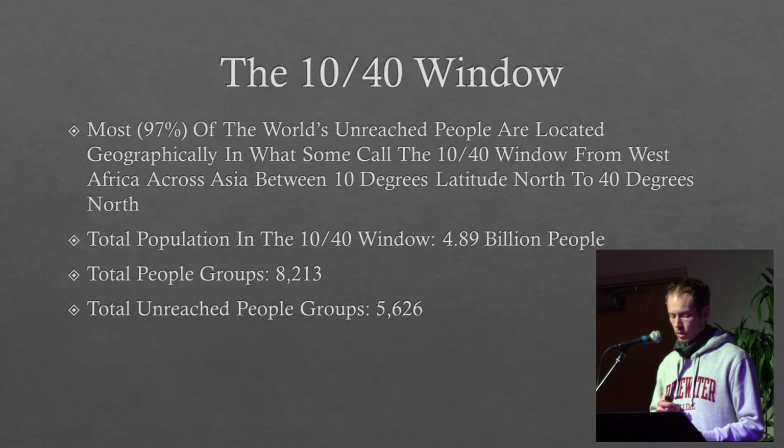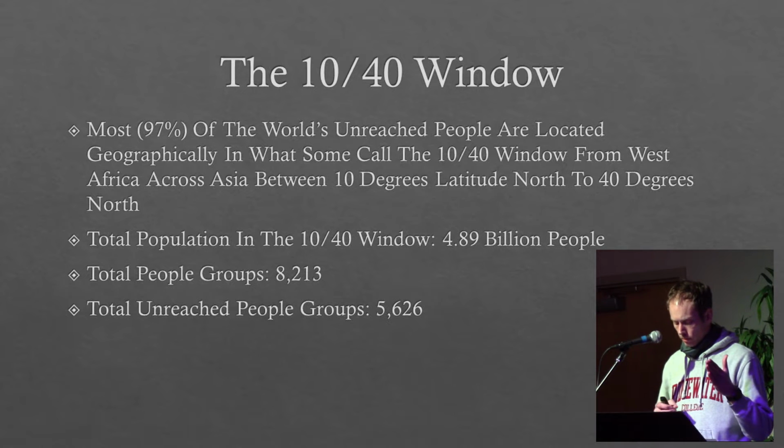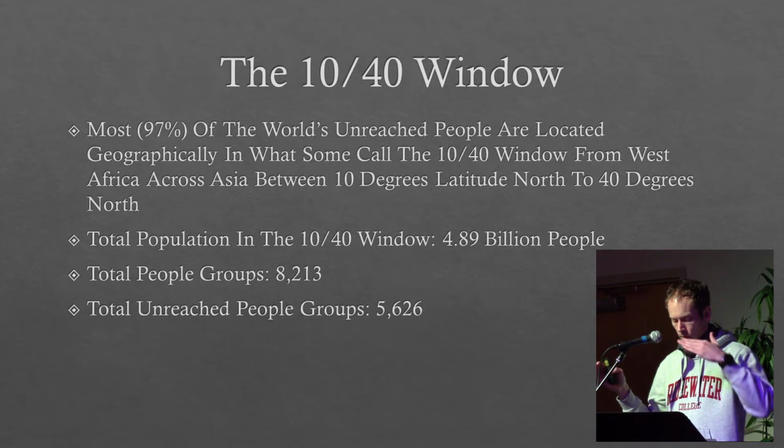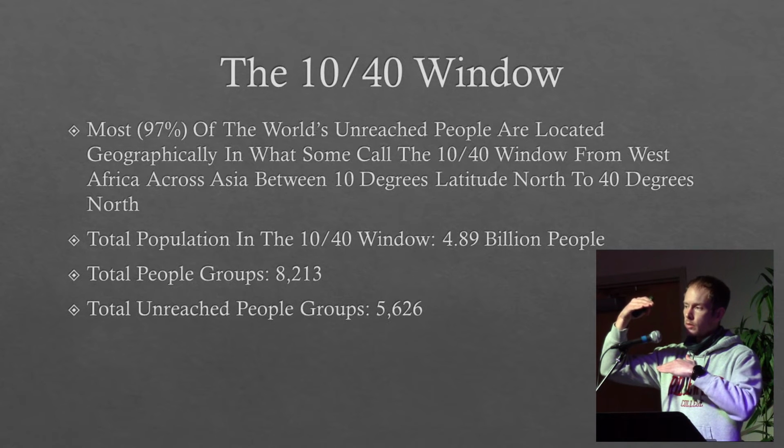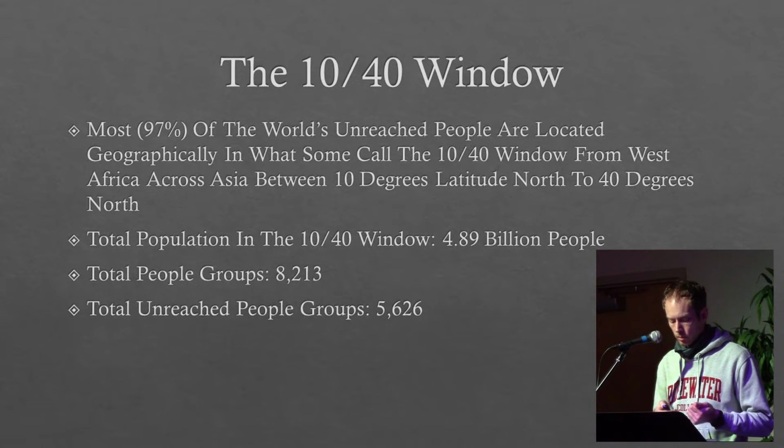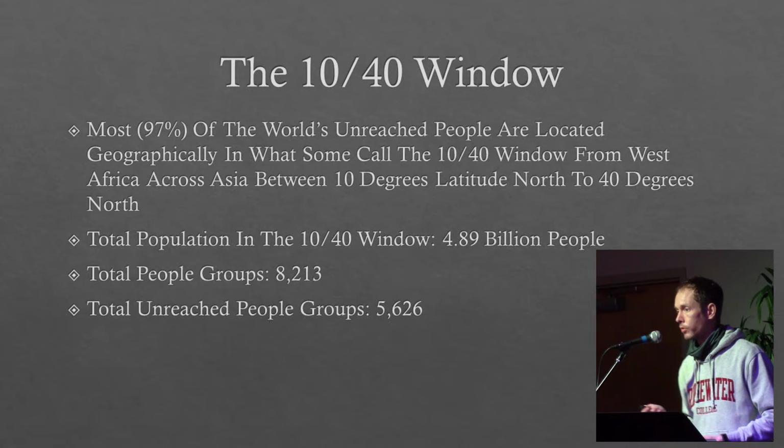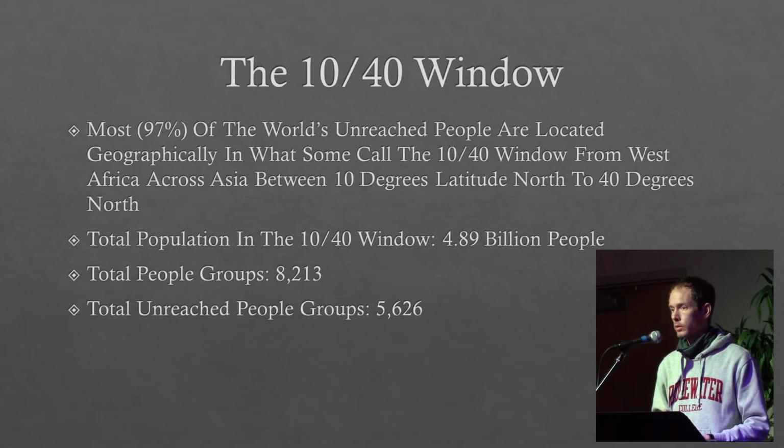So the 10/40 window: 97% of the world's unreached people are located geographically in what some people call the 10/40 window, which is from West Africa across Asia, between 10 degrees latitude north and 40 degrees latitude north. I'm going to show you a map in just a second so you'll be able to see it visually. People in missions talk about the 10/40 window a lot because the majority of the unreached peoples in the world are in that window. The total population within that window is 4.89 billion. Total people groups is 8,200, and the total unreached people groups is 5,600.